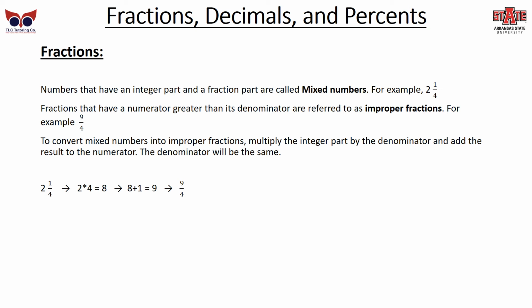So to convert numbers, you want to multiply the integer part by the denominator and add that to the numerator. You can see it here: 2 and 1/4, 2 times 4, that's the denominator, is 8. We're going to add 8 to 9 because we have 8 more parts. So now we have 9/4.